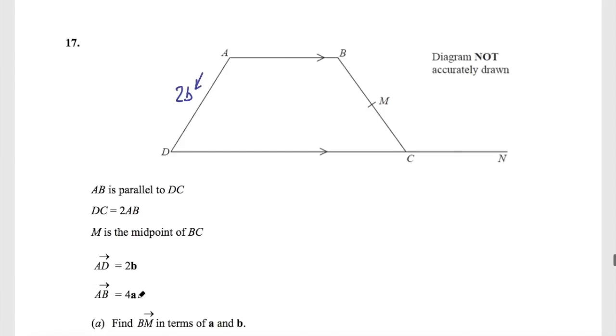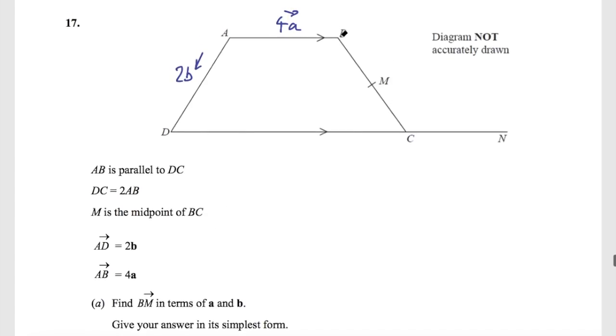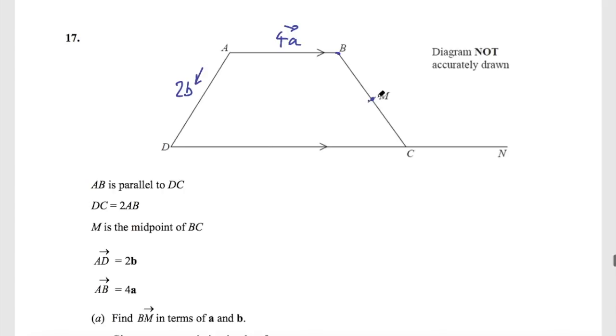And AB is 4a, going this way. We want the vector BM, which is in here. So we want to get from B to M. Because we know M is the midpoint of BC, we could find how to get from B to C and then half that, and that will give us BM.